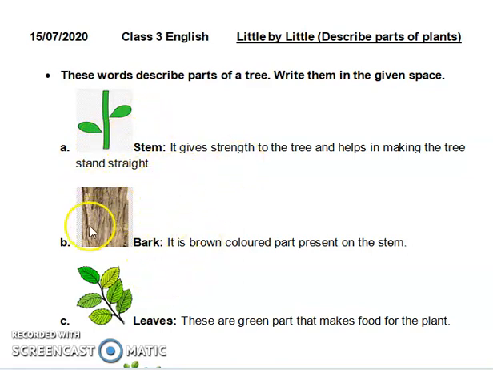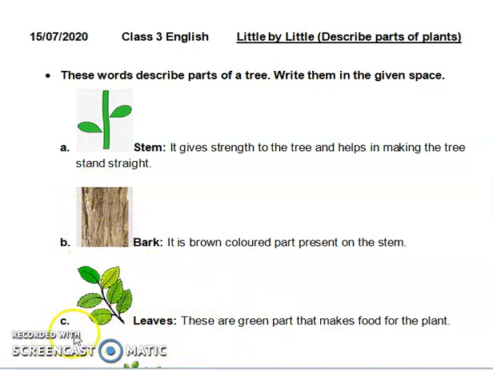Okay. Next, part B is bark. Bark means it is a brown colored part present on the stem. So the tree which is very big, it has a trunk. Stem becomes a trunk. So the upper brown, rough part is known as bark. It is on the stem part.